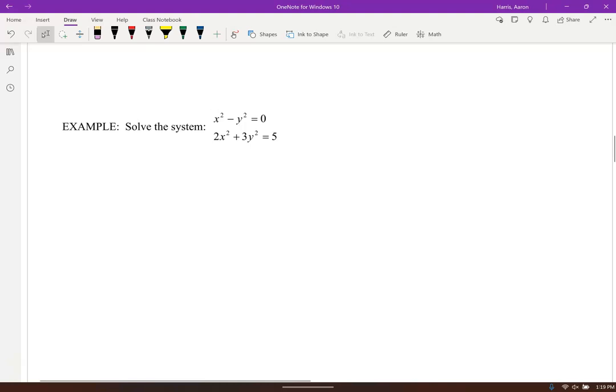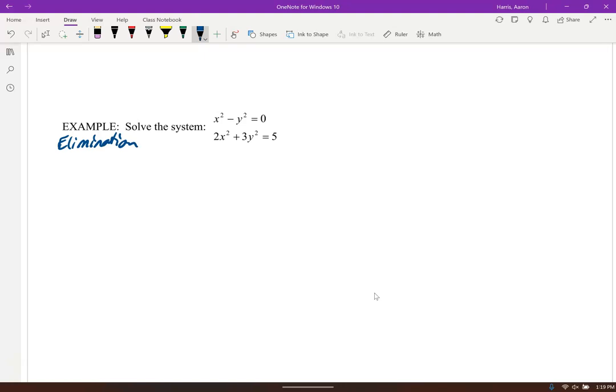Well, notice on this one I have x squared and a y squared on both of them, right? On both of them. So solving for one of the variables would be kind of messy because I'll get a plus or minus square root scenario. So I don't really want to deal with that. So what I'm going to do is use elimination on this instead.